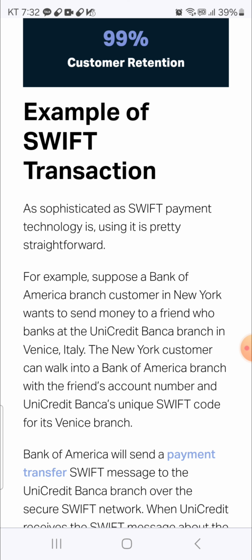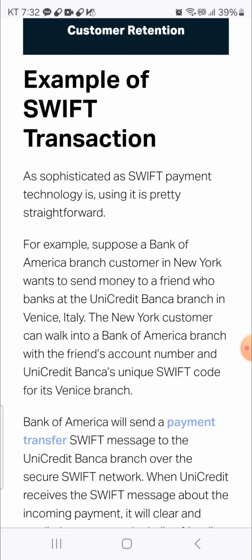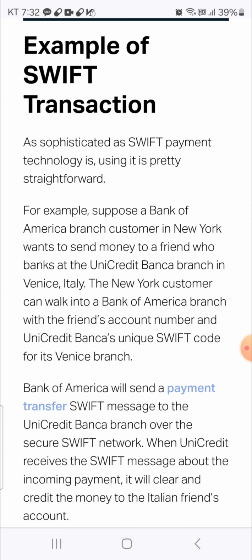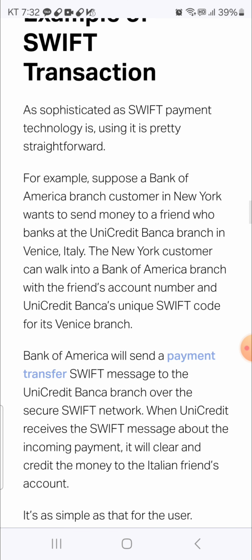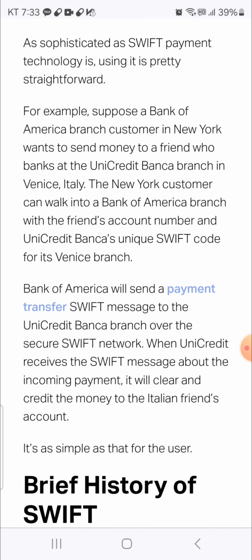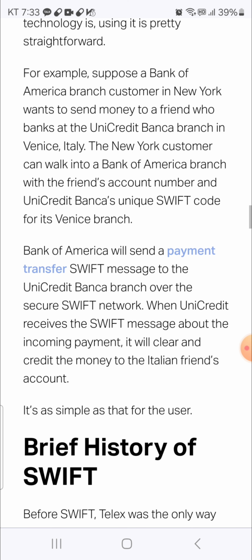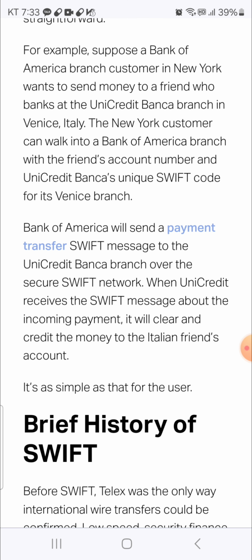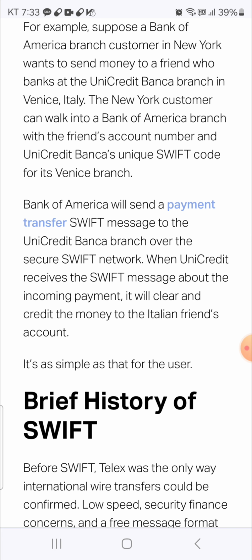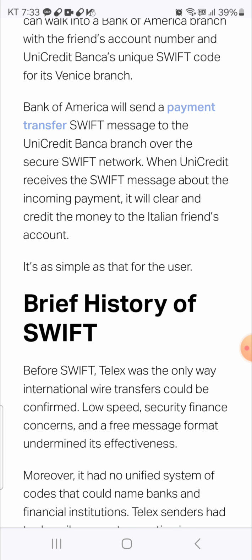Example of a Swift transaction. As sophisticated as Swift payment technologies are, using it is pretty straightforward. For example, suppose a Bank of America branch customer in New York wants to send money to a friend who banks at the UniCredit Banca branch in Venice, Italy. The New York customer can walk into a Bank of America branch with the friend's account number and UniCredit Banca's unique Swift code for its Venice branch. Bank of America will send the payment transfer Swift message to the UniCredit Banca branch over the secure Swift network. When UniCredit receives the Swift message about the incoming payment, it will clear and credit the money to the Italian friend's account. It's as simple as that for the user.